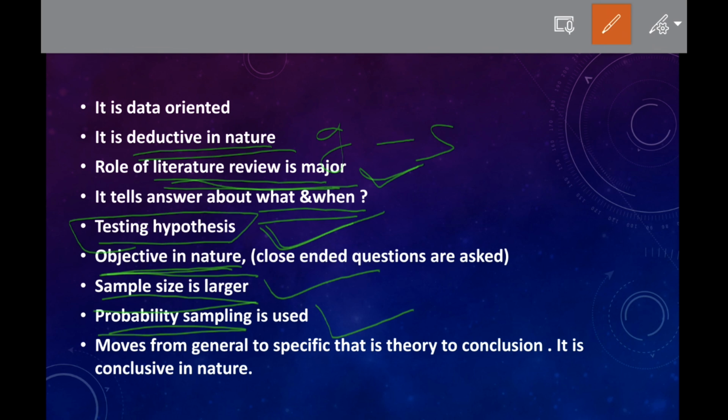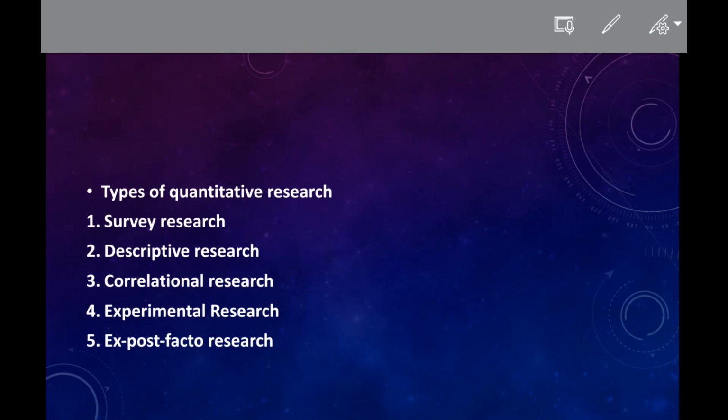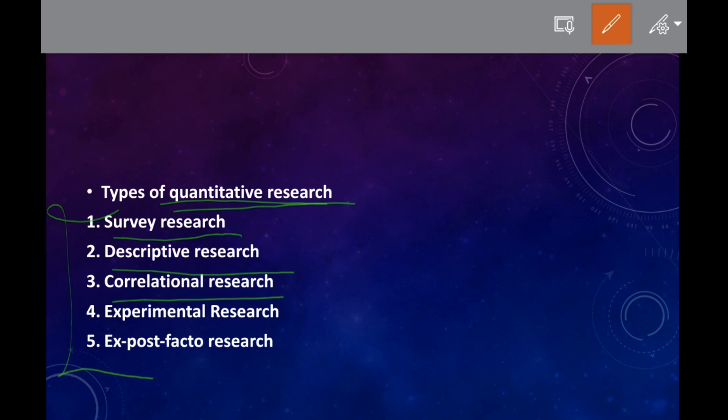Then it moves from general to specific, that is theory to conclusion. First we consider existing theories, which means review of related literature. Then after the questions come, you have to proceed like this. That's why it is conclusive in nature. Then the types of quantitative research: survey research, descriptive research, correlation research, experimental research, ex post facto research. These are some examples of quantitative research.